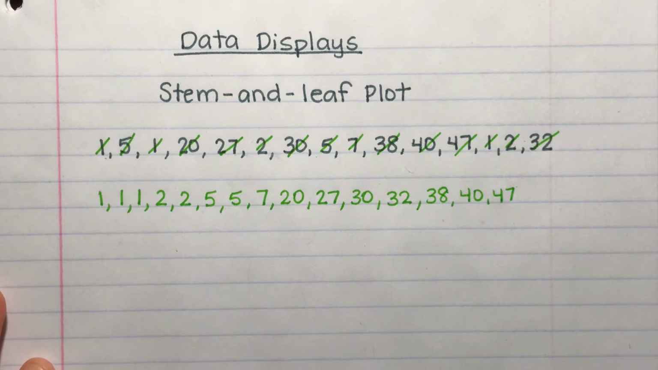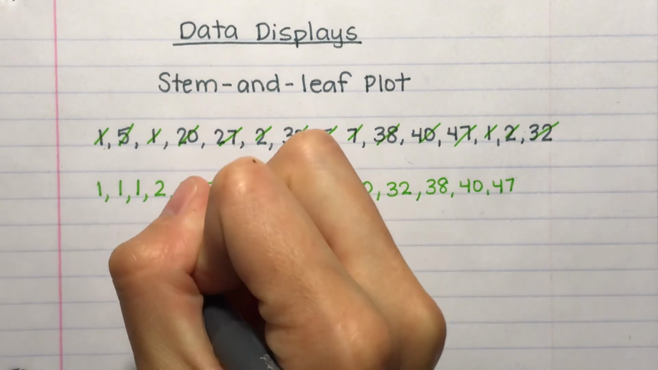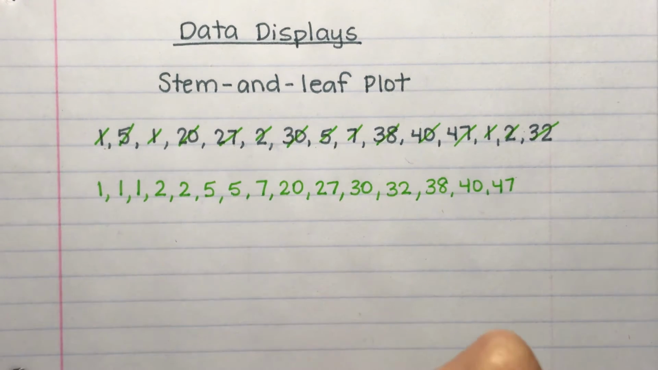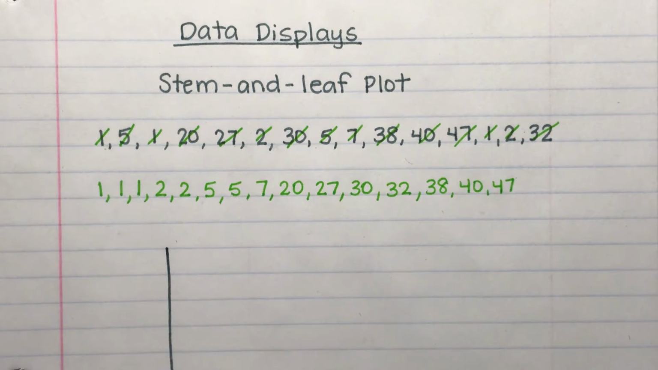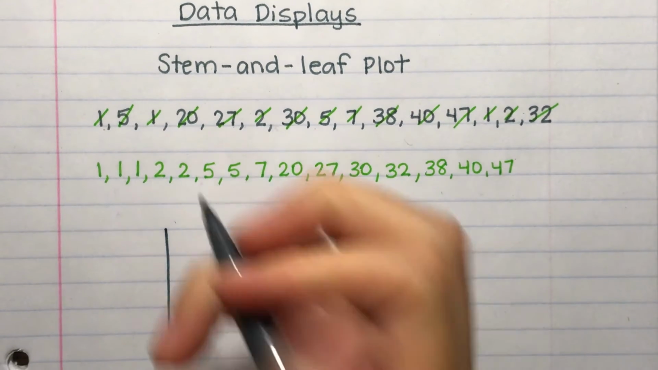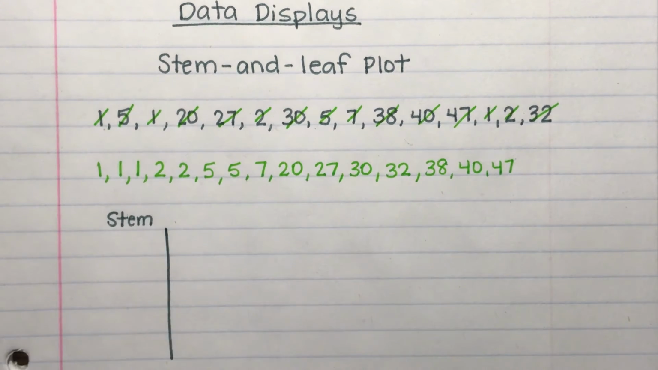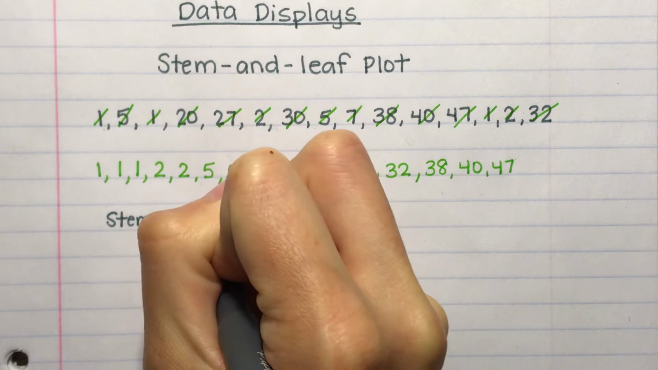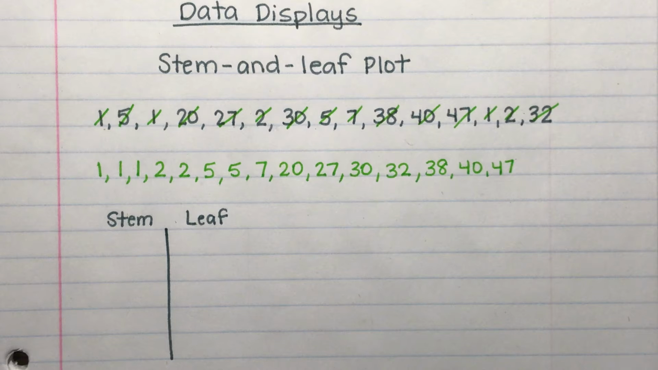That's always really helpful. Okay, a stem and leaf plot is a super easy way to display your data. So what I've got going on here is I'm going to have a line. On one side is my stem, I'll explain that in a minute, and on one side is my leaf. You never have to write those words. I'm just writing those for you guys right now just so you can understand what's happening.